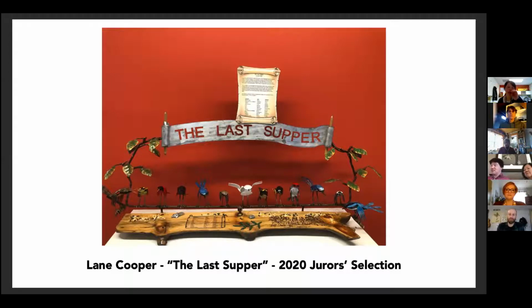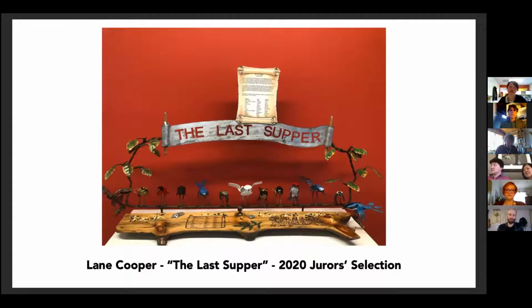Thank you, Lane. Right now we're looking at an image of your 2020 Jurors' Choice winning piece, The Last Supper. Can you briefly tell us about The Last Supper? I was at ArtPrize showing another piece when I picked up a magazine written by Ken Stone, and it's all about God's creatures. And he talked about how the animals and the birds in the Bible were not mentioned too much. And I got to thinking, why not? What if the birds and the animals had a Last Supper too?